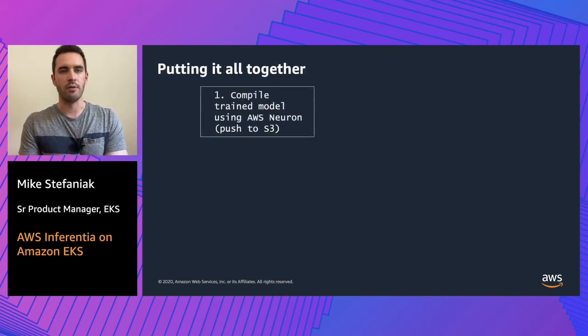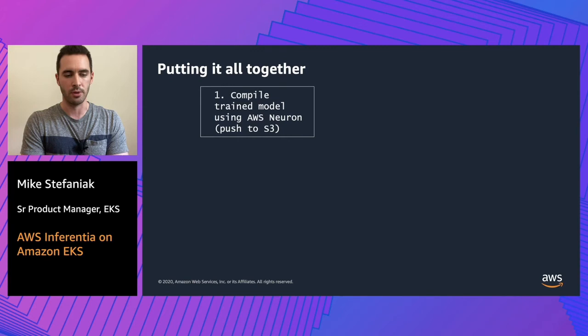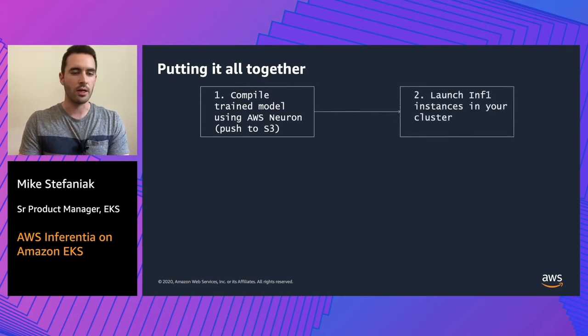So putting it all together, if you have an existing machine learning inferencing application running on Kubernetes, whether it's your own cluster or you're using EKS, these are the steps in order that you need to take. So the first thing you need to do is compile your trained model using AWS Neuron. So you take the model that you've already trained, you run it through the Neuron compiler, and then as a best practice, you push it to S3, because a lot of these deep learning libraries are already natively integrated with S3.